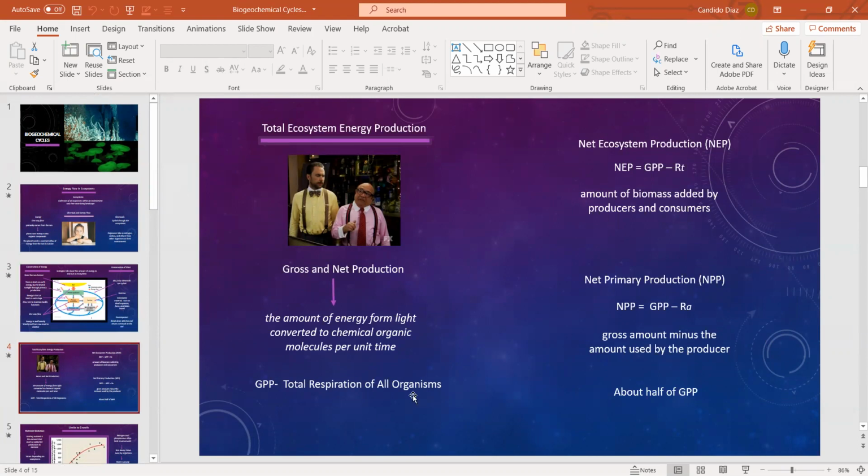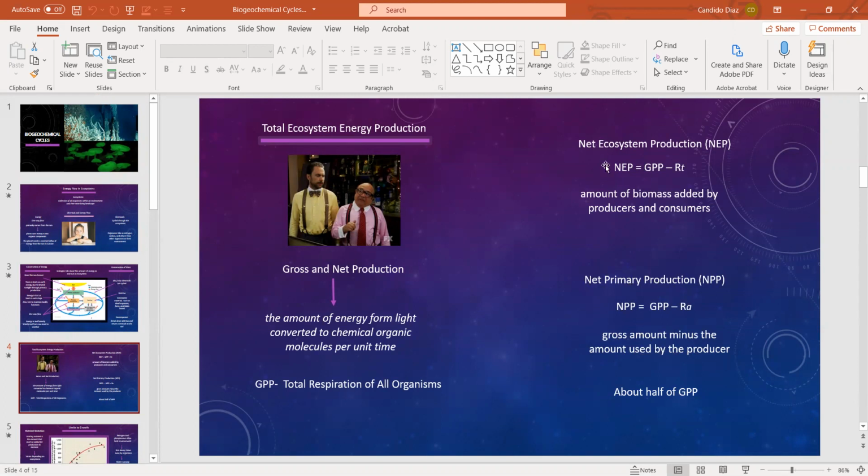And so we have two things. Let's start here. We have net primary production, NPP, which is the amount of energy used by a producer and the amount of energy produced by a producer, right? So you have energy that's being produced by them.